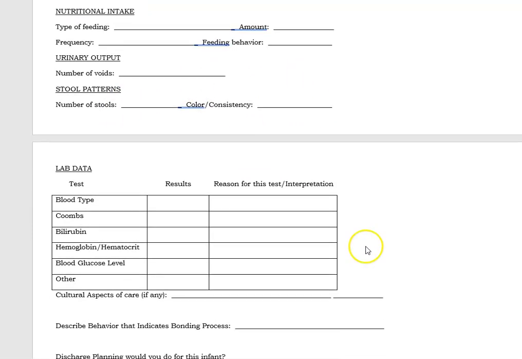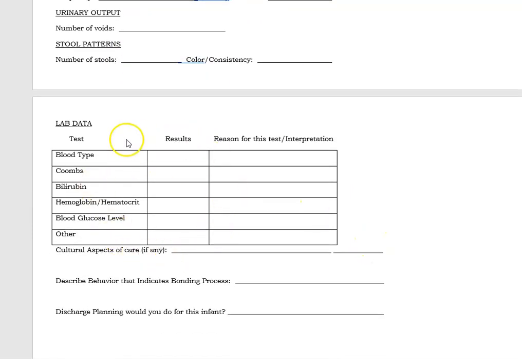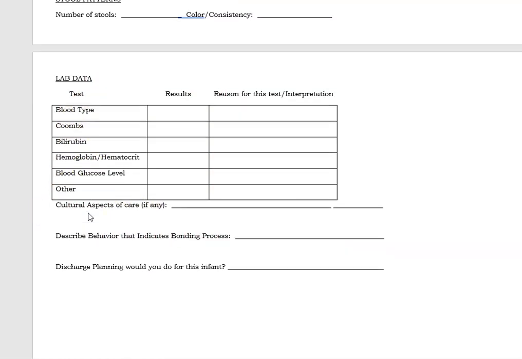Stool patterns. And then these are some baby lab stuff, and we'll do that more so in clinical, and we'll be teaching about this the whole semester. Don't worry about this for your checkoff, though.